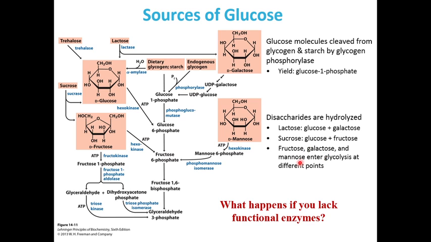Fructose, galactose, and mannose enter glycolysis at different points. Mannose can be converted to mannose 6-phosphate, which can then get converted to fructose 6-phosphate by mannose isomerase. Galactose can be converted to glucose 1-phosphate via these metabolic steps. But the real question is, what happens if you lack functional enzymes?